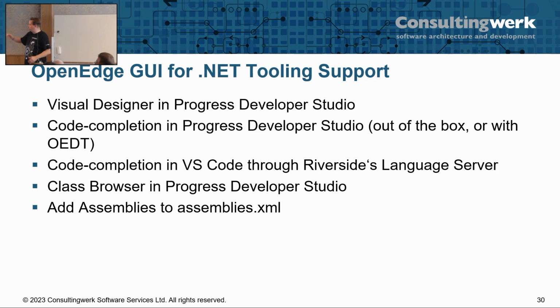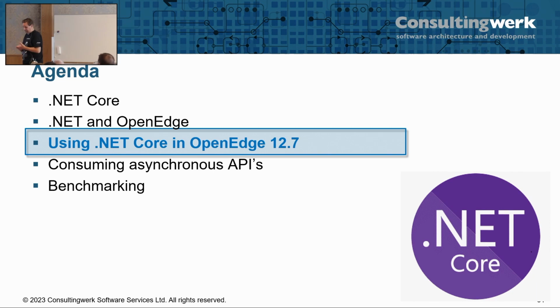VS Code, through the Riverside Language Server, offers code completion for .NET classes too. Developer Studio has a class browser that lets us scan the classes which are there and their properties and methods, etc. And there's a tool to manage the assembly references in the assembly XML file. So now let's look at the new stuff.